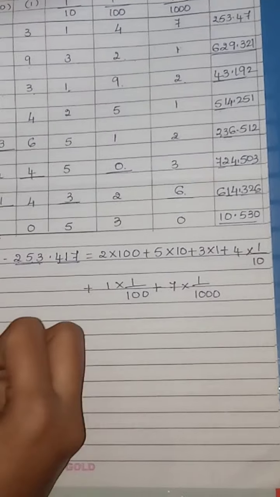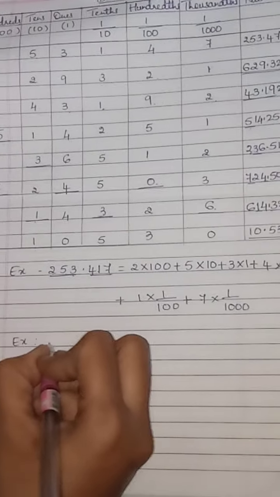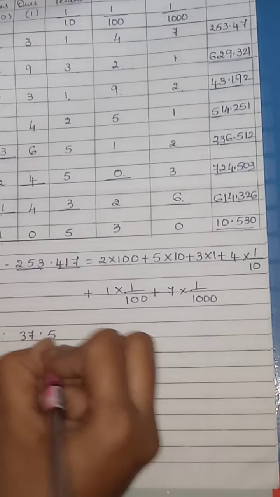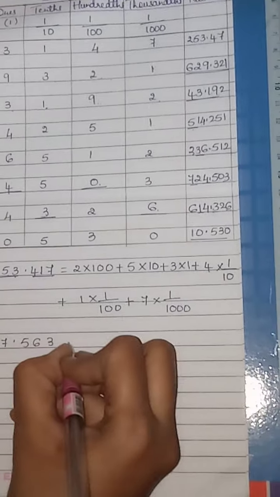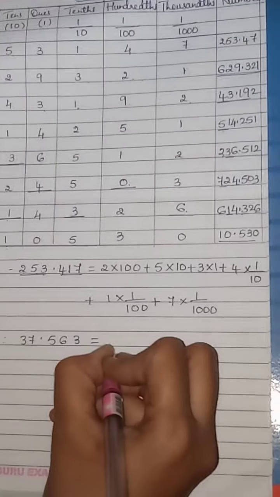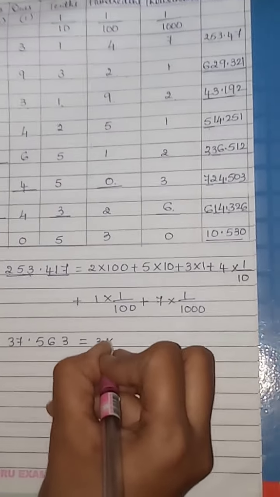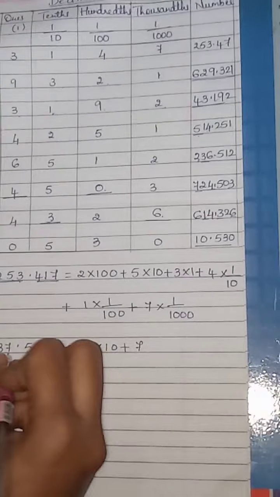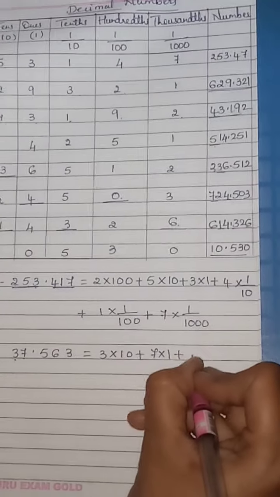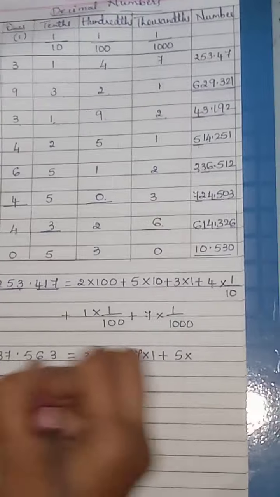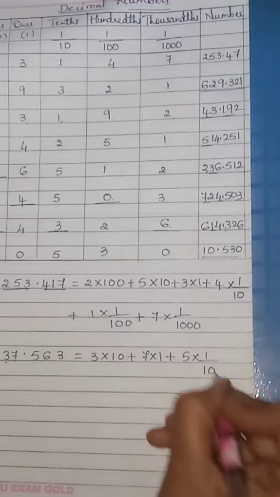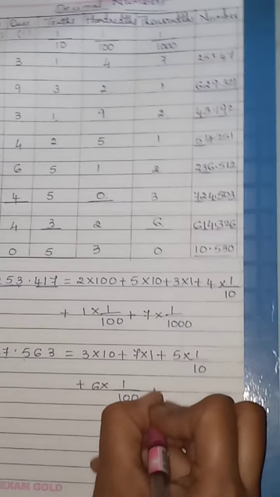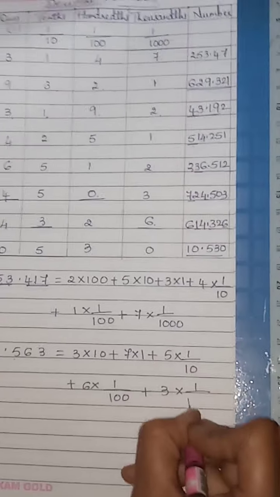Take another example. 37.563. Now write this in the expanded form. That is 3 into, here 3 is in the tens place, 3 into 10 plus 7 into 1, 7 is in the ones place, plus 5 into 1 by 10, 5 is in the tenths place, plus 6 into 1 by 100 plus 3 into 1 by 1000.